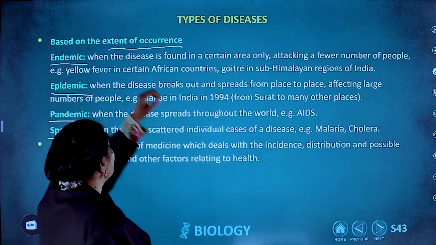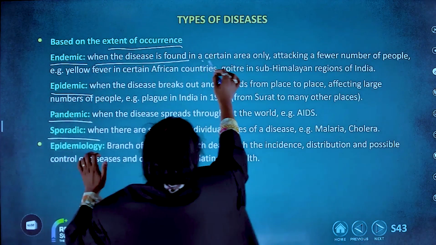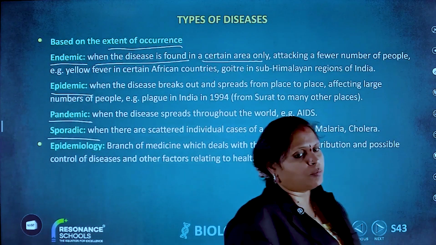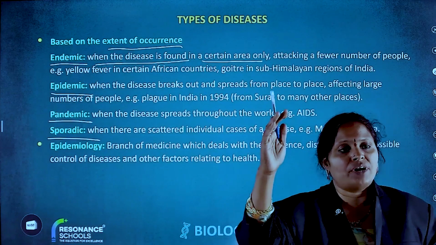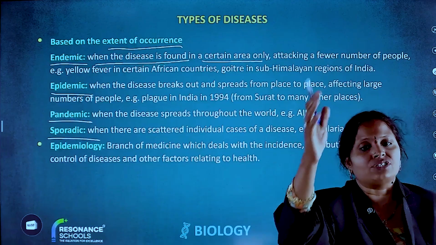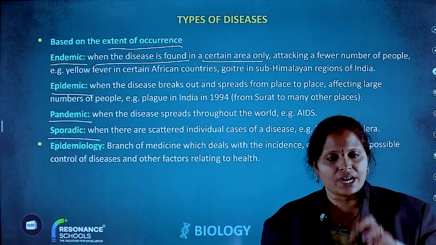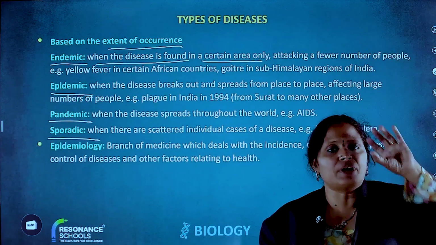Okay, now let us see endemic. When the disease is found in a certain area only. For example, the disease is restricted to only a particular area. For example, COVID-19. First of all, it occurred in China. Now, COVID-19 is endemic to China.